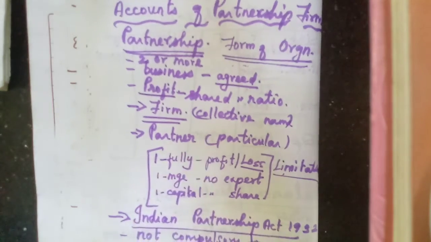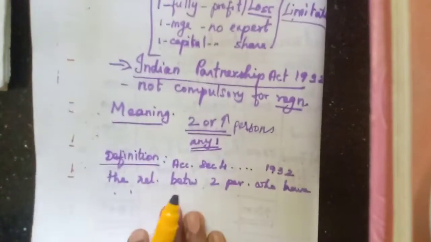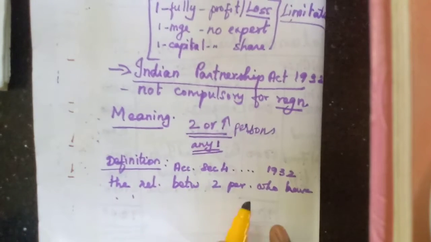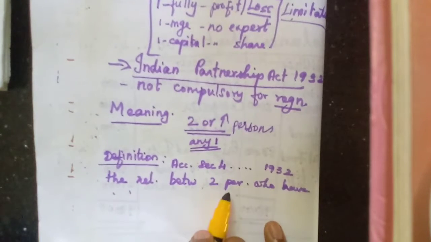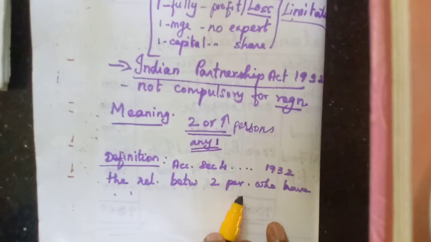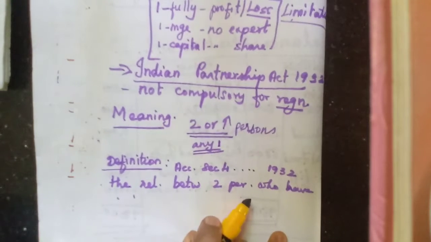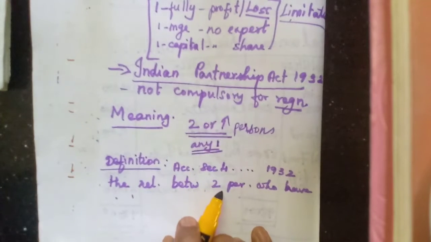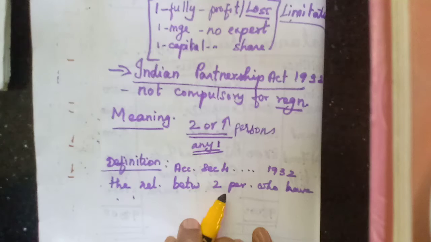But the definition is given by the Indian Partnership Act 1932. It has given that definition as the relation between persons who have agreed. Persons means minimum 2 persons, maximum 50 or 100. Who have agreed to share the profits of a business carried on by all, or any of them acting for all.